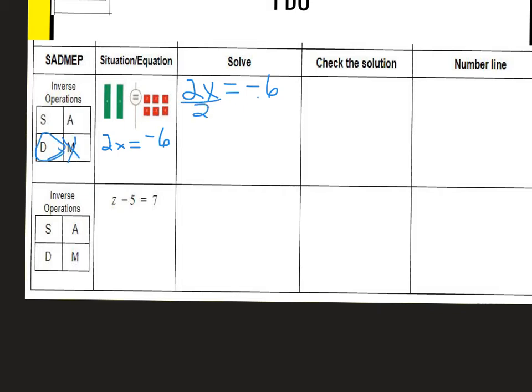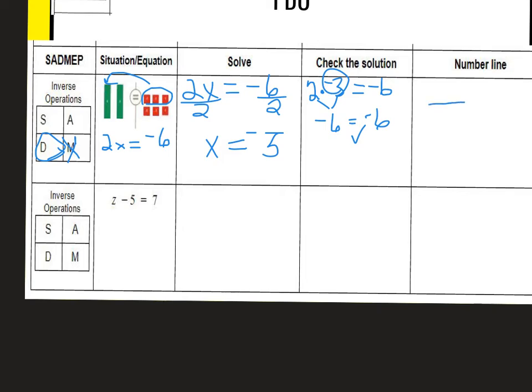Remember how we were dividing evenly our color tiles? If I have negative 6 color tiles, I want to know how many equals one group of x. I can divide those evenly, and I can see that x is equal to negative 3. To check, 2 times negative 3, does that equal a negative 6? A positive times a negative, remember your triangle, gives negative 6. So negative 3 is a true solution because negative 6 does equal negative 6.